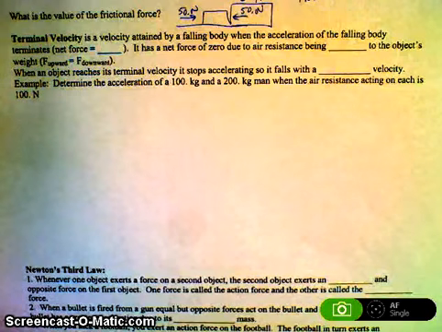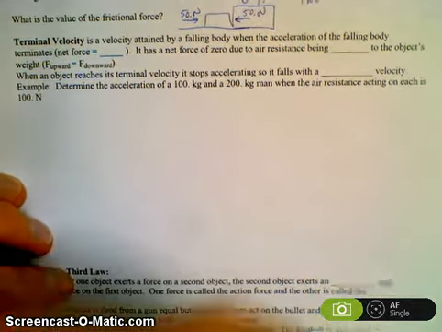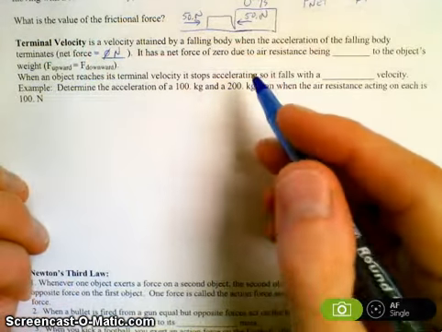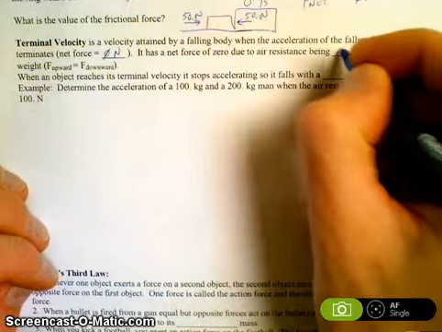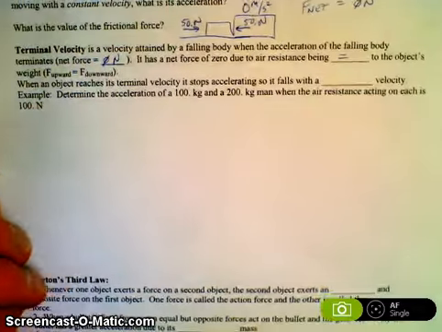So what's actually going on is as you continue to speed up as you're falling, air resistance continues to increase. And there will be a point where the air resistance equals the gravitational force, the weight of the object going down. And at that point, the acceleration of the falling body will terminate. So therefore, at that point, the net force is zero when it stops accelerating, because the air resistance is equal to the object's weight. So the force up equals the force down.